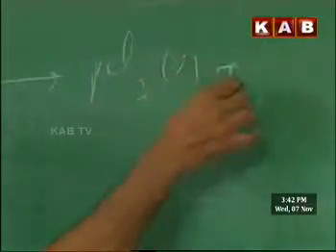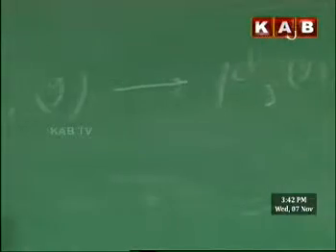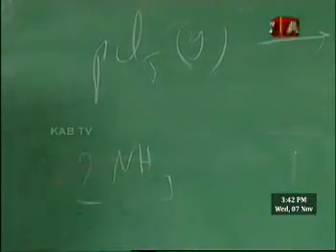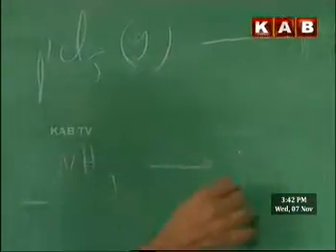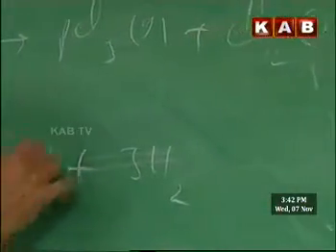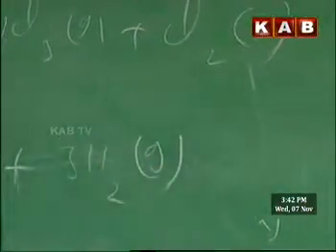Cl2 gas, or some other example I give here, ammonia gas. When ammonia gas decomposes, it gives nitrogen gas and hydrogen gas. These are all corresponding balanced equations for them.